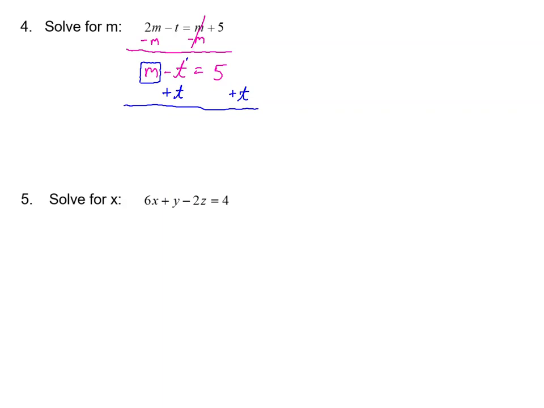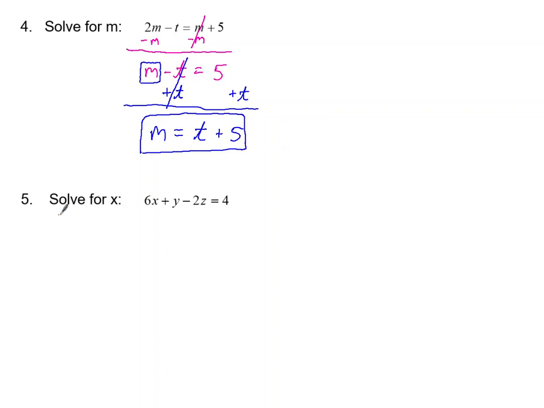These are like terms, so I put them underneath each other, and I'm going to cancel them away. M is all by itself, and over here I have 5 plus t. I personally like to have the variable first, so I'm going to write it as t plus 5. But if you wanted to write it as 5 plus t, that would be perfect as well. And that's it. M is all by itself, so I have solved for m.